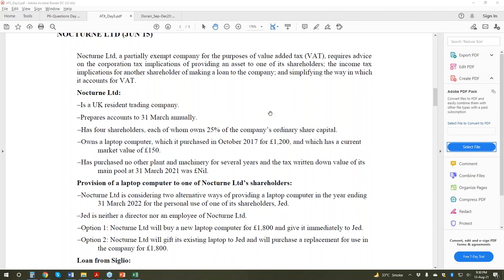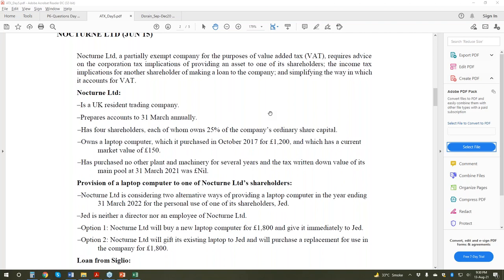Now, option one: Nocton Limited will buy a new laptop computer for 1800 and give it immediately to Jed. And option two: Nocton Limited will gift its existing laptop to Jed and will purchase a replacement for use in the company for 1800.